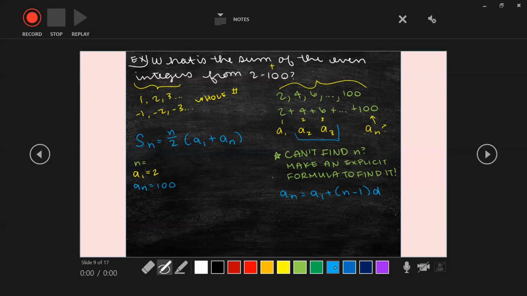So let's see what we can find. Do I know what a sub n is? Yes, what is that? 100. Do I know what a sub 1 is? What is it? 2. Do I know what n is? No, we don't know that because we can't find n, right? Can't find it.